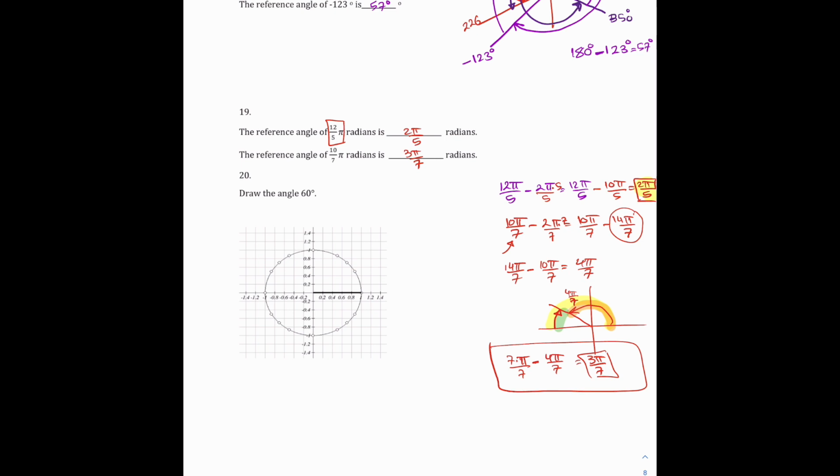Question number 20, we need to draw the angle 60 degrees. The angle 60 degrees, notice how we have those dots right here. We know the first dot is for 30 degrees, the second dot is for 45 degrees, and the third one is for 60 degrees. So the 60-degree angle is going to be this one. And don't forget to put the arrow there, indicating that it's positive.